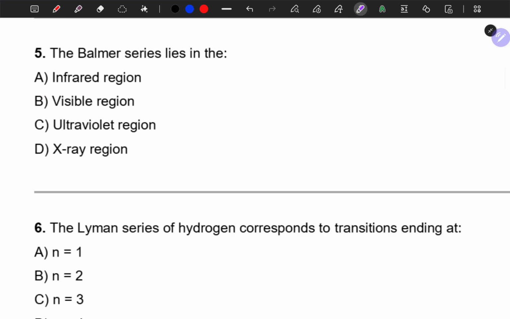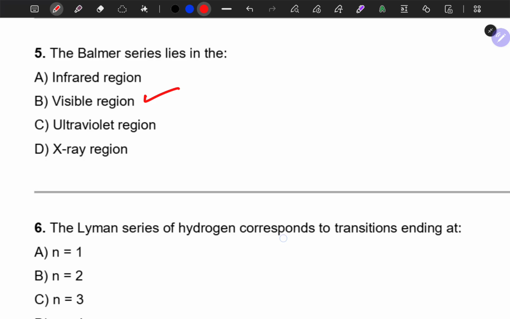The next question is: the Balmer series lies in the infrared region, visible region, ultraviolet region, or X-rays region. So this should be clear that this lies within the visible region. So the correct option is option B.